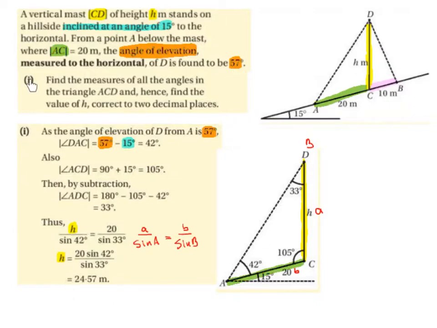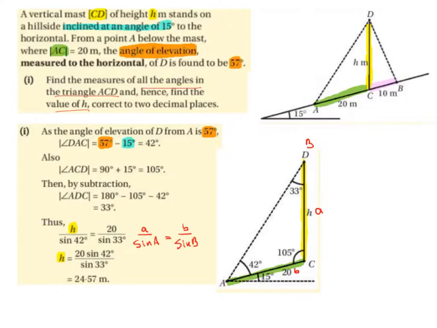So part 1, we're trying to find the measures of all the angles in the triangle ACD and hence find the value of h correct to 2 decimal places. So the triangle ACD, this triangle on the left of the larger triangle. So we're trying to find all the angles in the triangle. And we're also trying to find the value of h, which is the mast CD, the vertical mast.